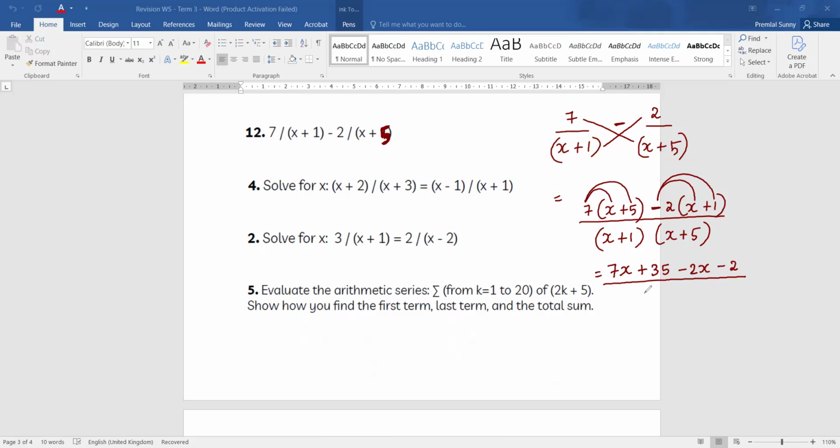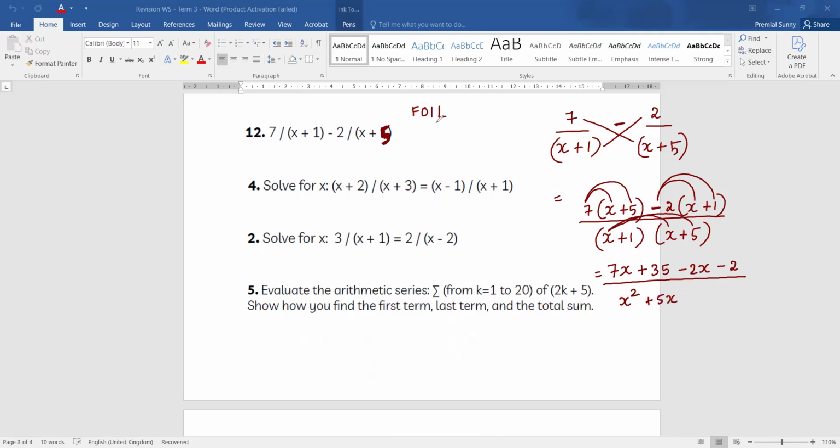X plus 1 into x plus 5, we can use the FOIL method. So FOIL method: first, outer, inner, last. The first term from both the brackets, that is x times x, will give you x square. Now O represents outer. The outer terms from both the brackets are x and 5. So x multiplied by 5 gives 5x.